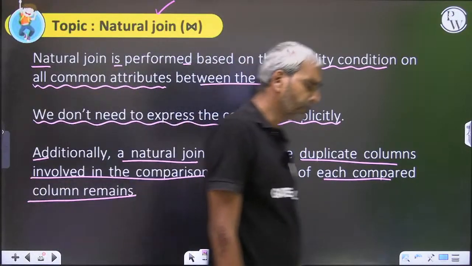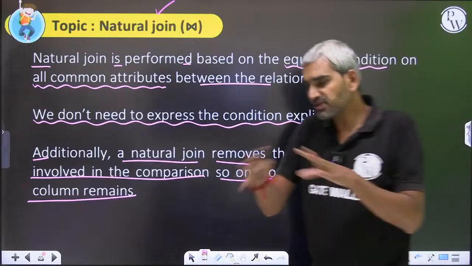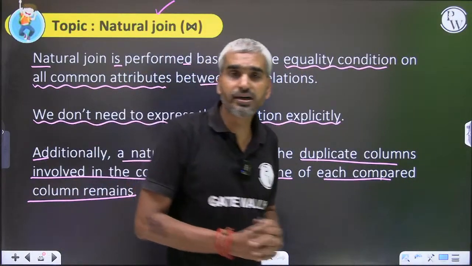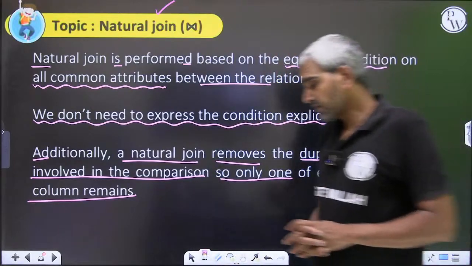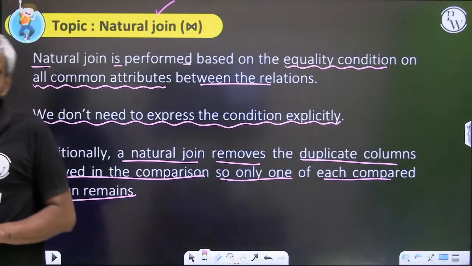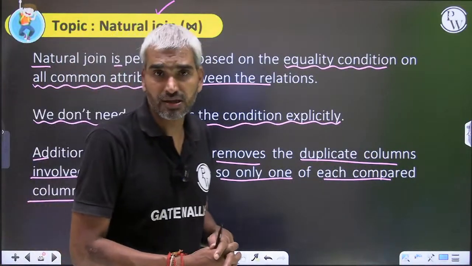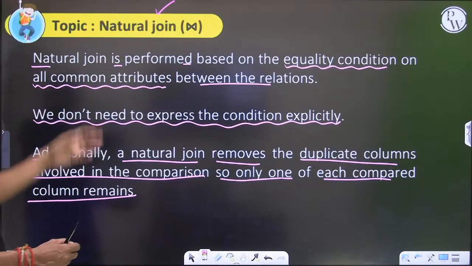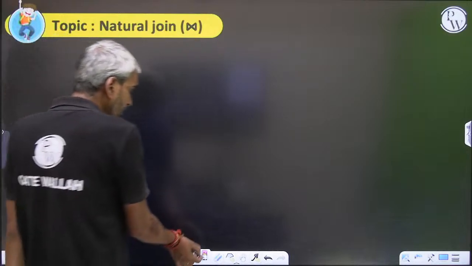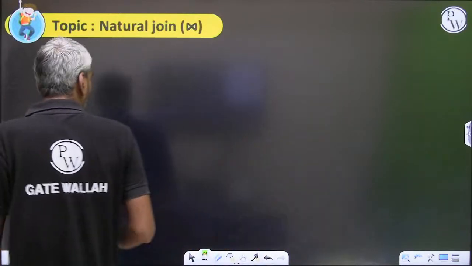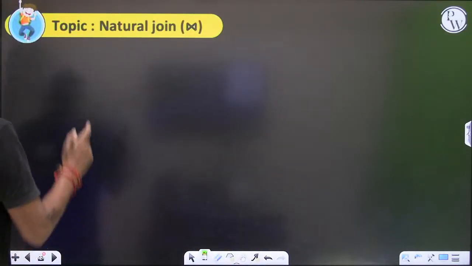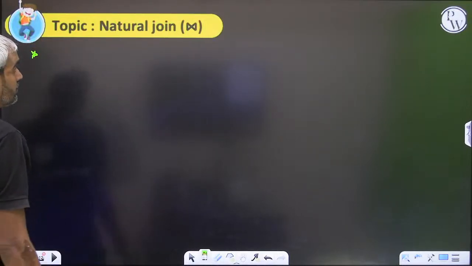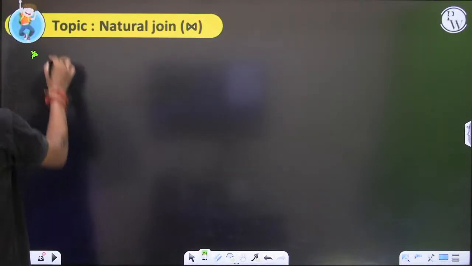So if you have compared, say, 2 attributes from each relation, making 3 different comparisons, then rather than 6 different attributes in the output, there will be only 3 attributes in the output relation. Anyway, that's perfectly fine. Let me elaborate on the natural join in more detail, because it will be more useful when we learn the concept of decomposition. So what is natural join?